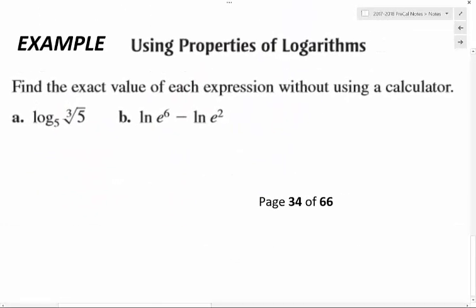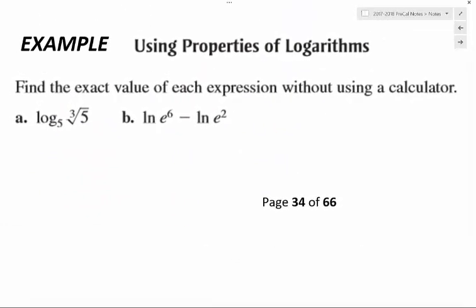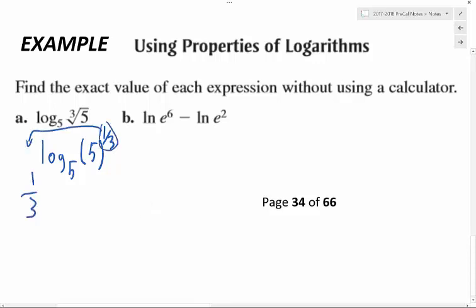So find the exact value of the expression without using the calculator. Well, let's see what we've got here. If I have the cube root of 5, then I've got log base 5 of 5 to the 1/3 power. Let's roll off the log. So I get 1/3 times log base 5 of 5. Well, I have the same base as I do argument, so that just becomes 1. So I just get 1/3.